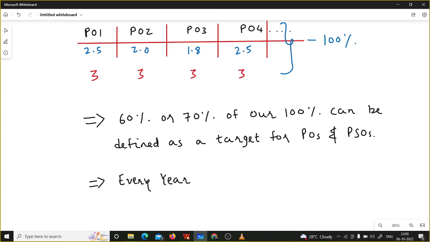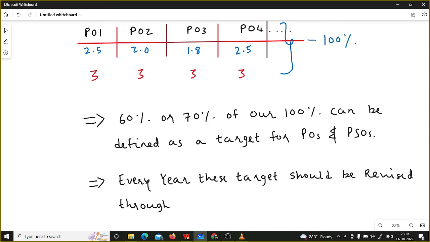Now every year this target has to be subjected to revision through the DAB. Once for a particular batch, if the target has been attained, if the POs and the PSOs have been attained, then we have to increase the target. If it is not attained, in that case we can decrease the target. In this way, the percentage should be subjected to revision. So this is about how to set the PO target.